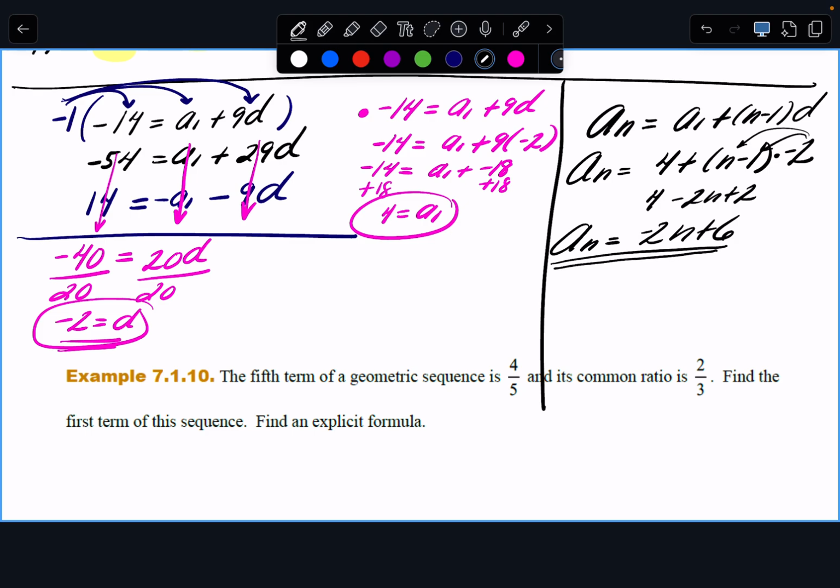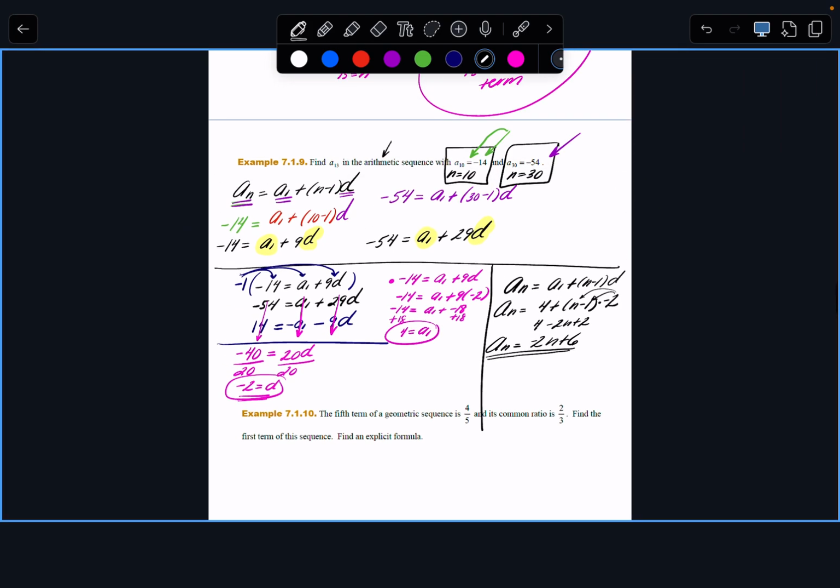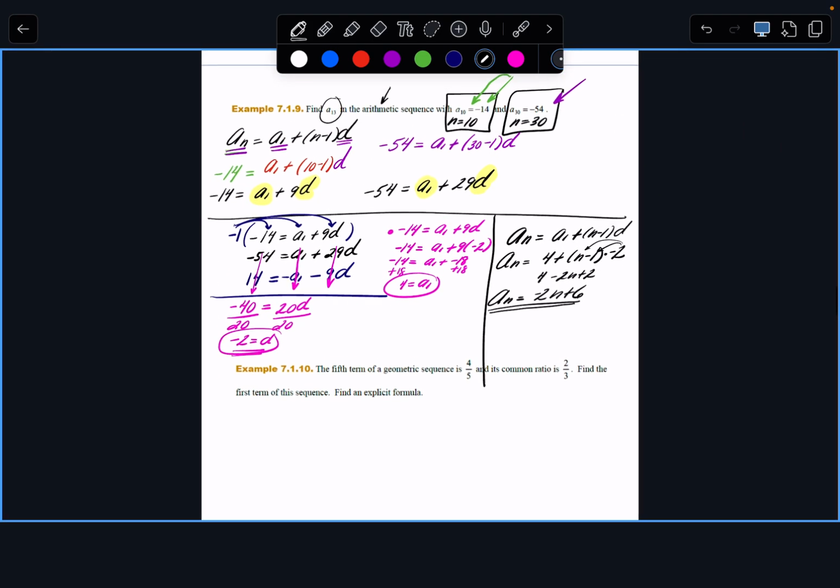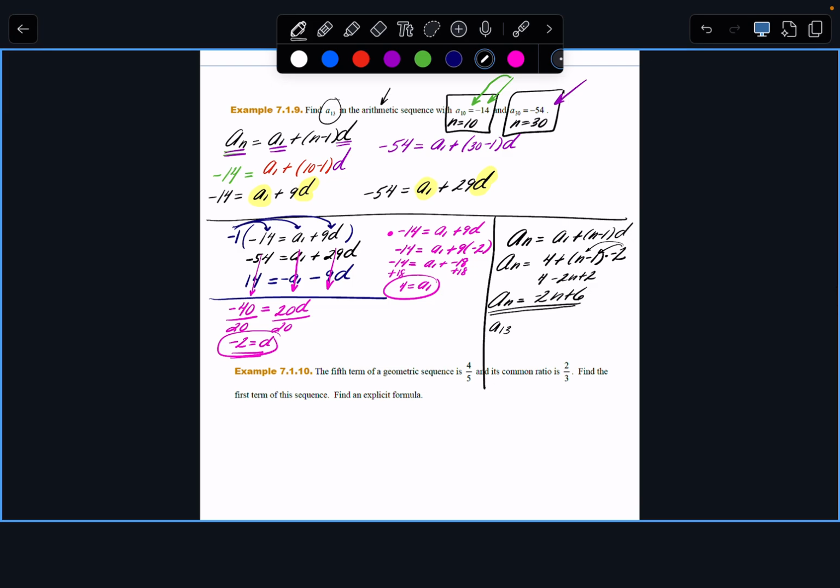Now that we went to all that work to find this, we can answer their question. Didn't they want the 13th term? Is that what they asked for? Yeah. Find the 13th term. So now you're going to do a sub 13 equals negative 2 times 13 plus 6. Negative 26 plus 6 is negative 20. So that would be our final answer, negative 20.